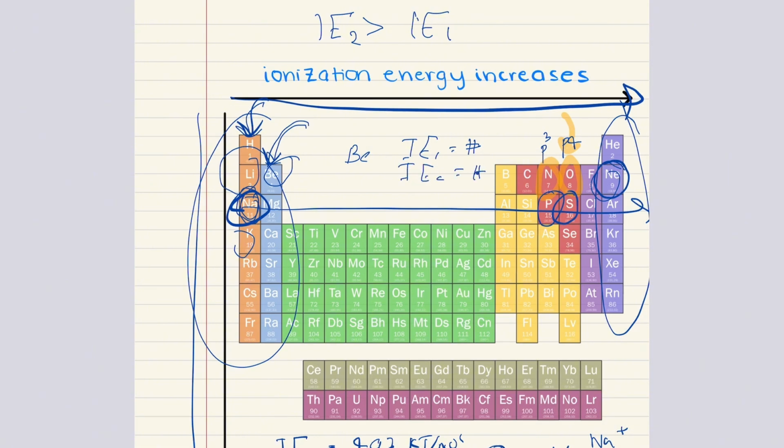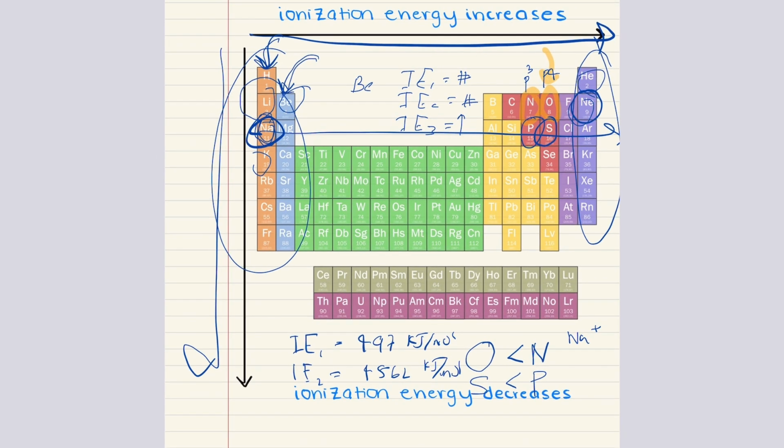But then once you get to that third ionization energy, it's going to be extremely larger, because at that point, after it's lost 2 valence electrons, it has noble gas-like configuration, which is highly stable. So in summary, ionization energy increases across a period and it decreases down a group.